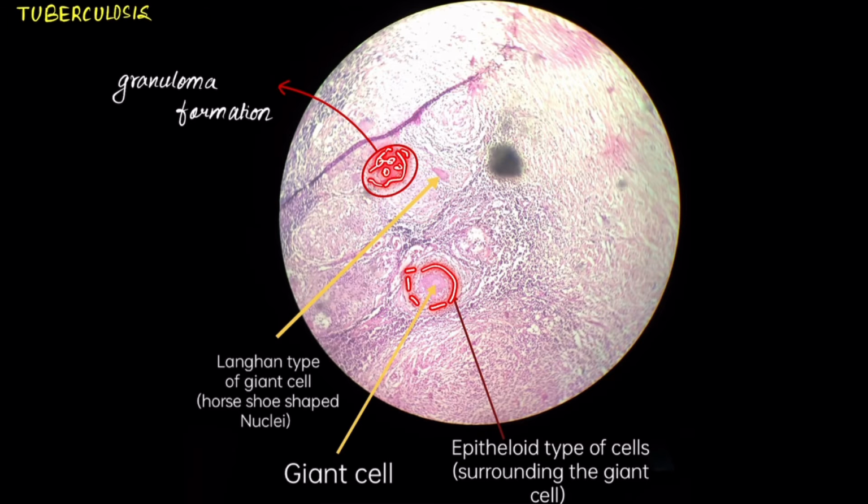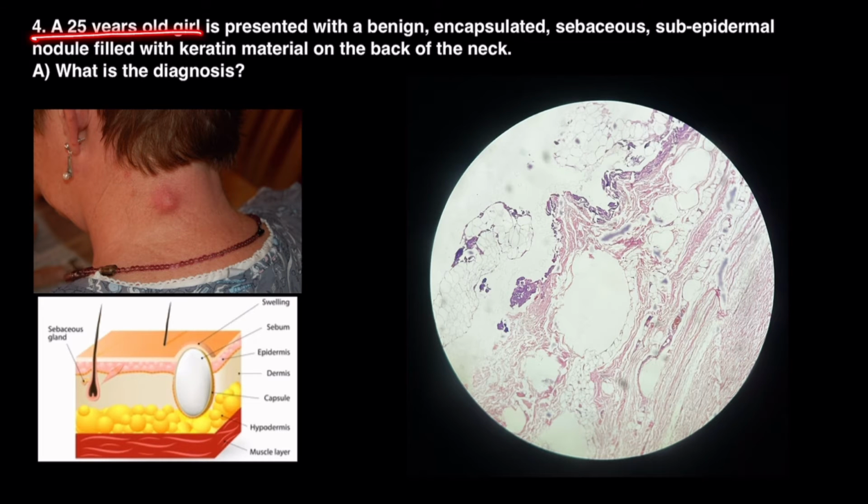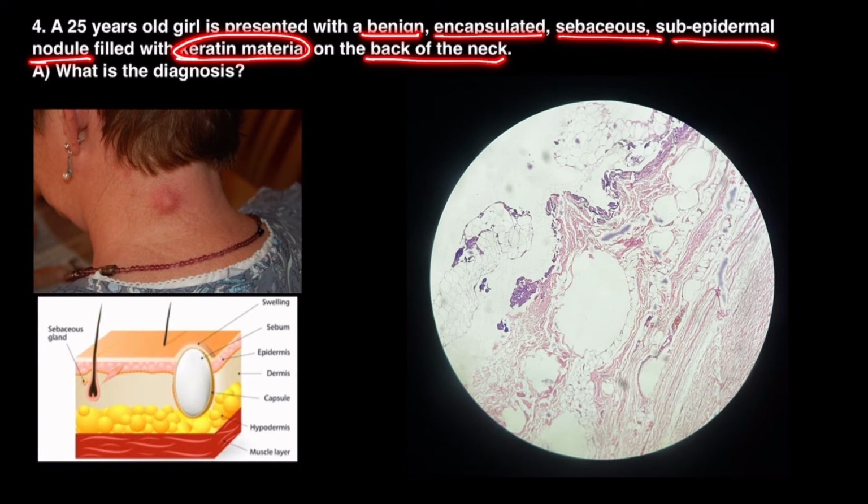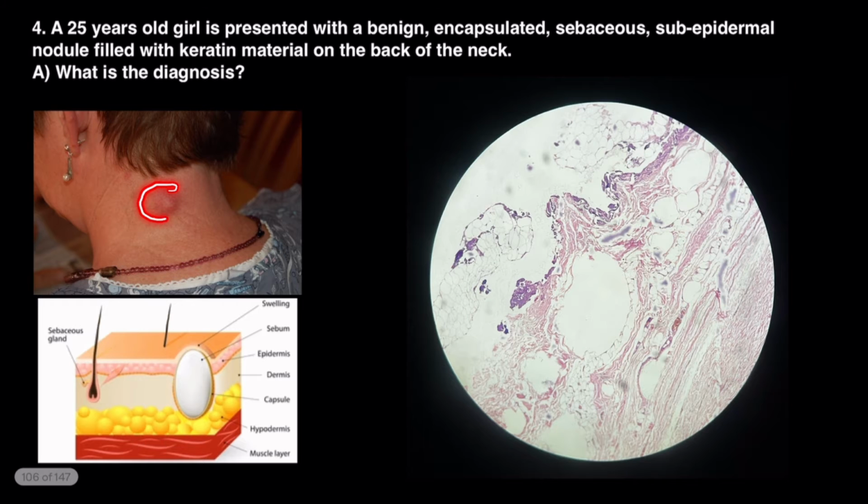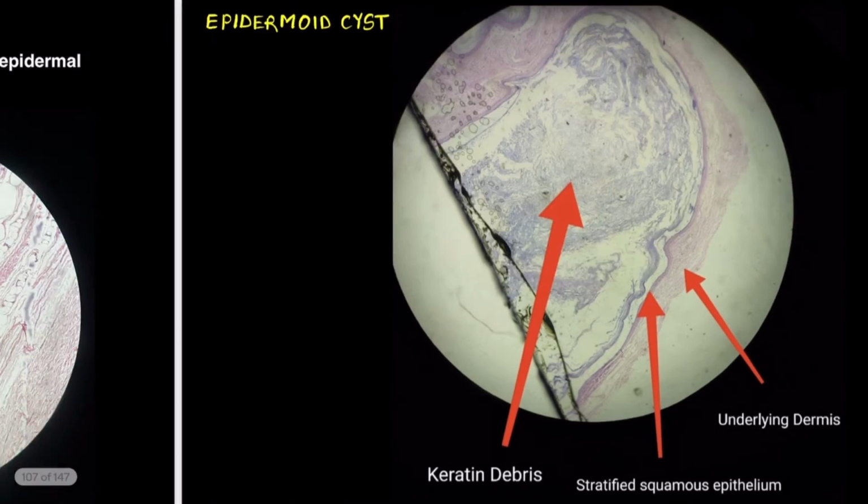A 25 year old girl presents with a benign encapsulated sebaceous subepidermal nodule filled with keratin material on the back of the neck. So on the back of the neck, there's a benign nodule, and this benign nodule contains keratin deposition. This keratin is present within a capsule, and this encapsulated keratin deposition is present under the epidermis, at the level of the epidermis and dermis. This is your epidermoid cyst.